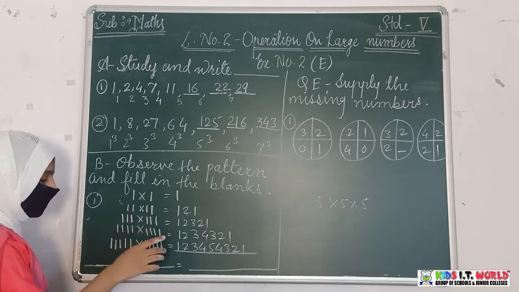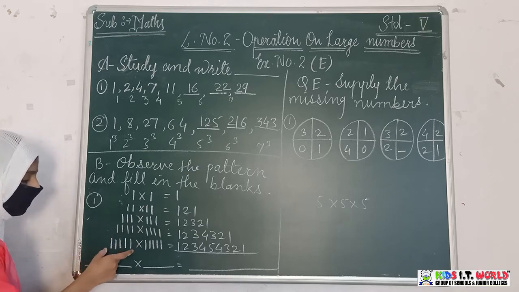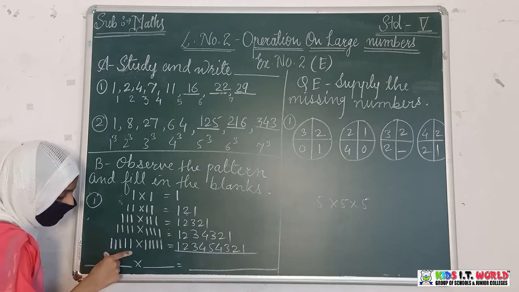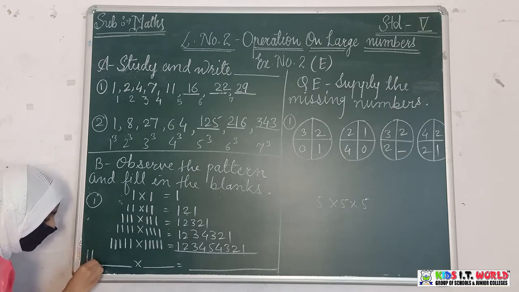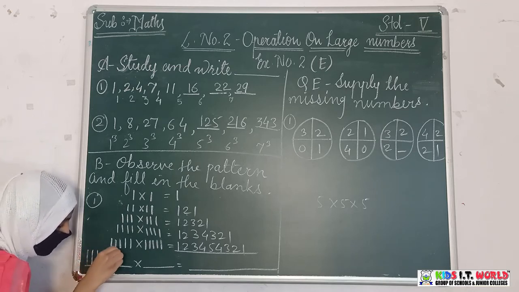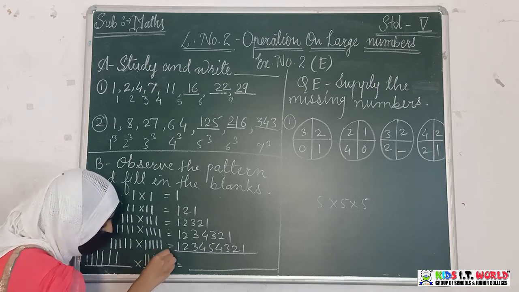Then the 1 is increased by 1 again. It is 4 times 1 into 4 times 1. Then it is increased by 1 again. It is 5 times 1. So in the next step it will be 6 times 1. 3, 4, 5, 6. In the next step also 1, 2, 3, 4, 5, 6.